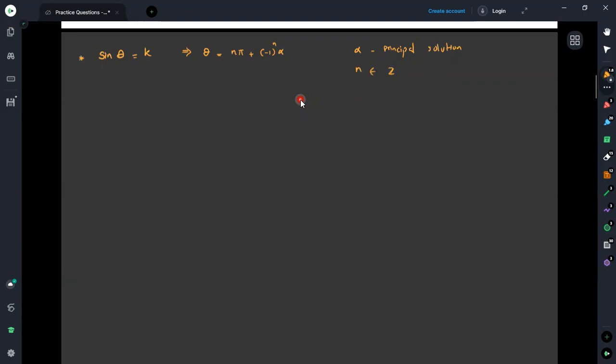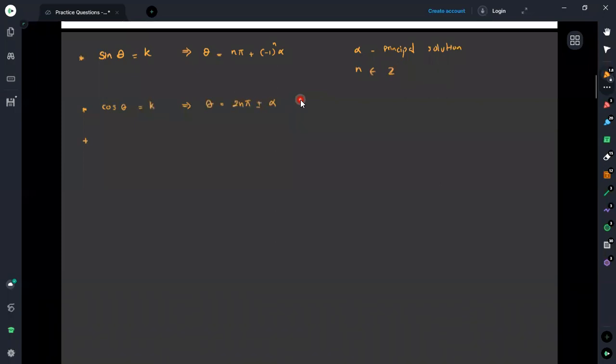Then the next one: if you have cosine theta equals k, then theta is 2 times n pi plus or minus alpha. Here also alpha is the principal solution and n belongs to the set of integers.